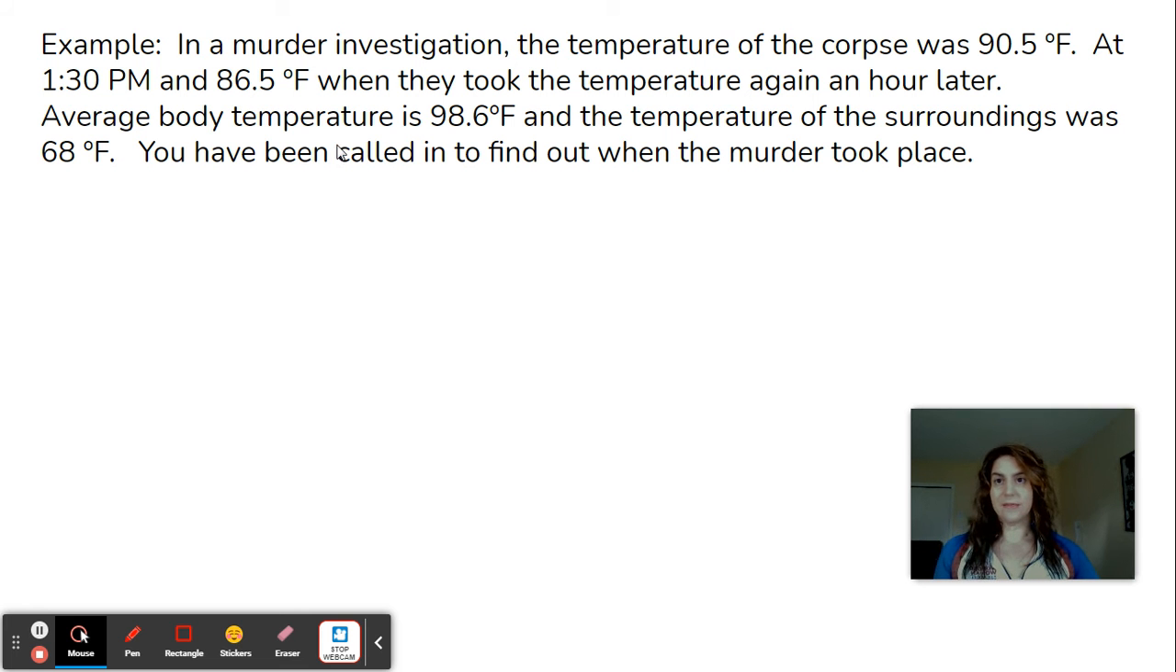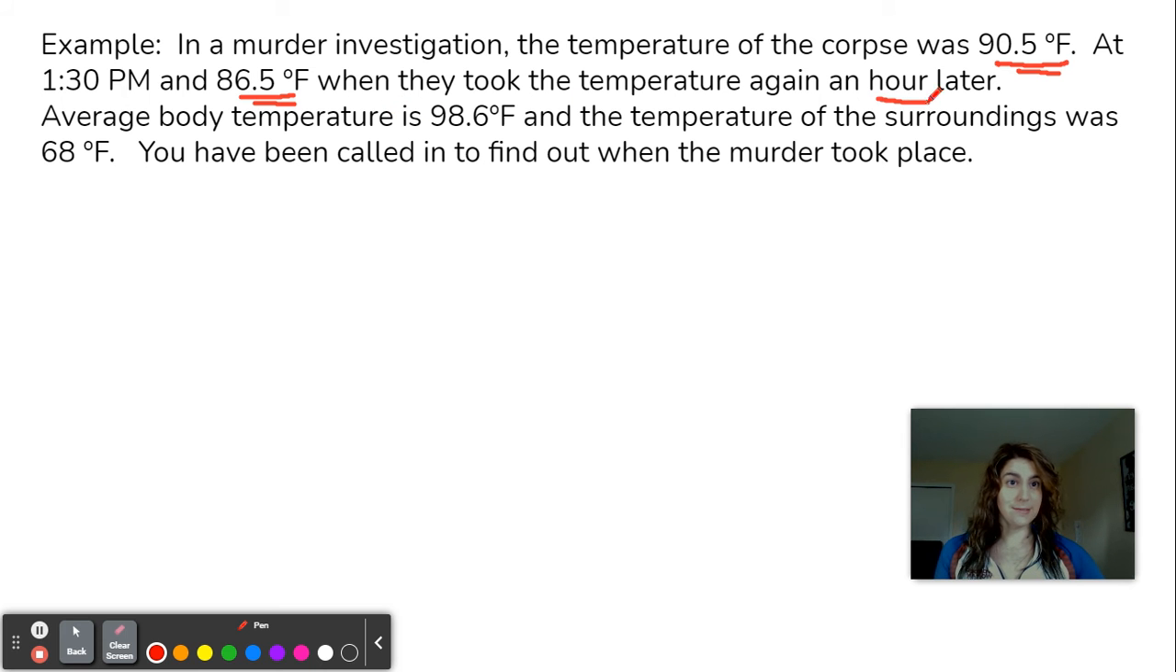So we have in this murder mystery, the temperature of the corpse was 90.5 degrees at 1:30, and then it was 86.5 degrees when they took it an hour later. Okay, so that's a time frame that's going to come in important. We have the average body temperature of 98.6, and we have the surrounding temperature of 68 degrees. This was found outside. You've been called in to find out when the murder took place.